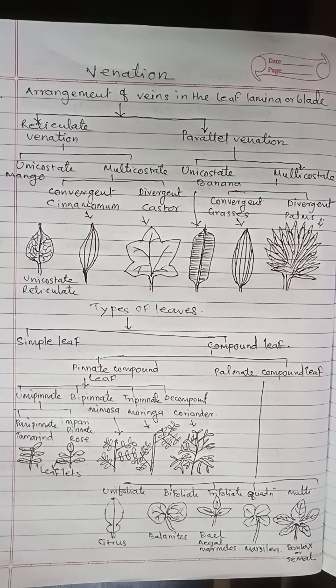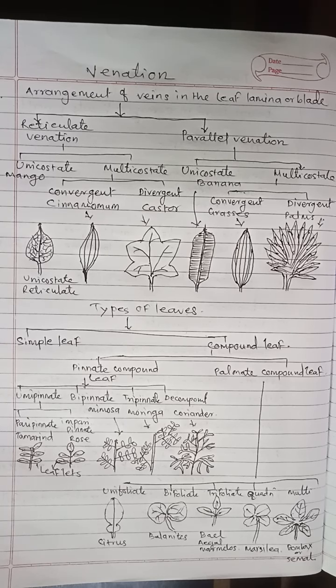First one, unifoliate palmately compound leaf. In this case, a palmately compound leaf is reduced to a single terminal leaflet. The single leaflet is articulated to the top of petiole. Means at the top of the petiole there is a single leaflet, that is unifoliate. Such type of leaf is found in citrus or members of the family Rutaceae.